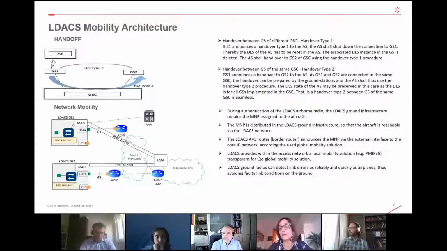During a normal registration authentication, an LDACS Airborne radio receives from the LDACS ground infrastructure the mobile network prefix that is assigned to an aircraft. The mobile network prefix is distributed into the LDACS ground infrastructure so that this aircraft is reachable via the LDACS network. The LDACS air-ground router announces the mobile network prefix via the external interface to the core network according to the used global mobility solution. So the LDACS provides within the access network a local mobility solution, transparent for all the global mobilities.